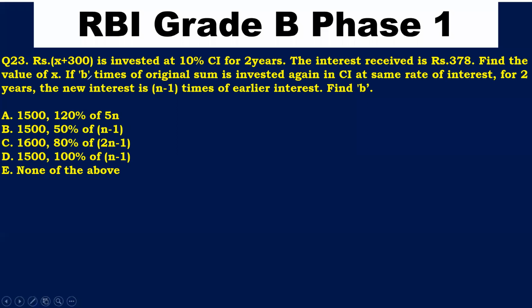Rupees X plus 300 is invested at 10% compound interest for 2 years. The interest received is 378. So if the principal is 100x, first year compound interest, second year compound interest. First year compound interest will be 10% of it, that is 10x. Second year will be a 10% increase over it, that is 11x. So together it is going to be 21x.